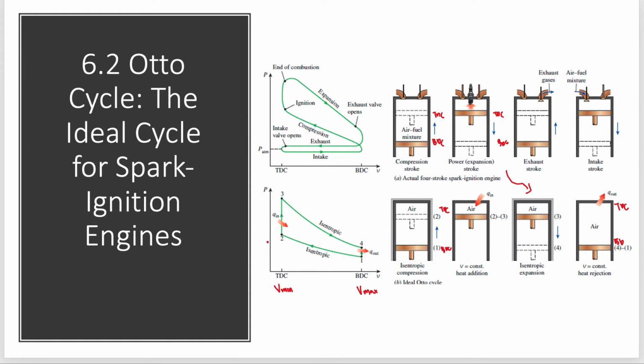1 to 2 is isentropic compression from V maximum to V minimum. 2 to 3 is constant volume heat addition. The volume remains as it is, in the clearance volume. Then the power stroke, where the piston moves from TDC to BDC. Next is the exhaust stroke, where the piston moves from BDC to TDC. So this is an important PV diagram you have to know and remember.